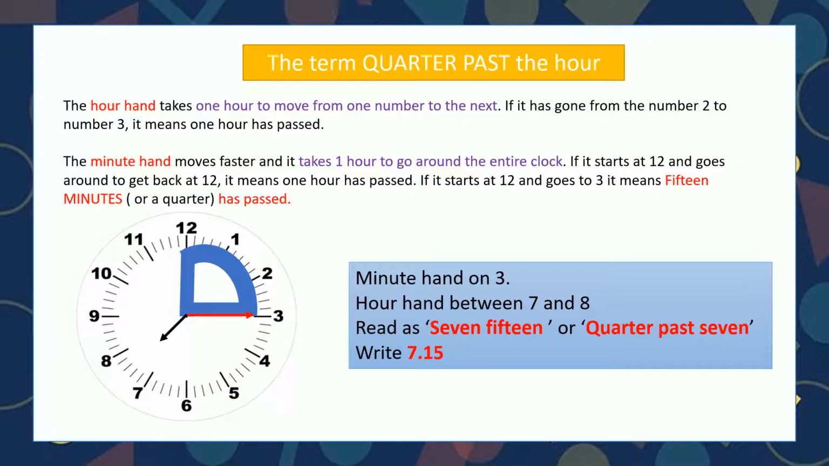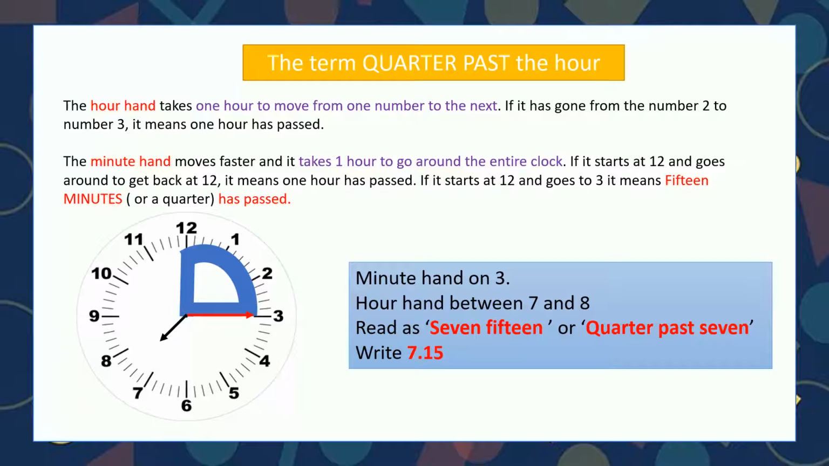If it starts at 12 and goes around to get back at 12, it means 1 hour has passed. If it starts at 12 and goes to 6, it means half an hour has passed. If it starts at 12 and goes to 3, it means 15 minutes or a quarter has passed.